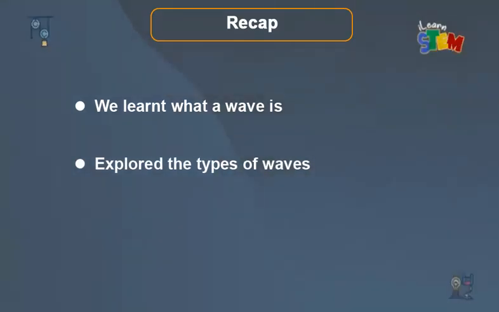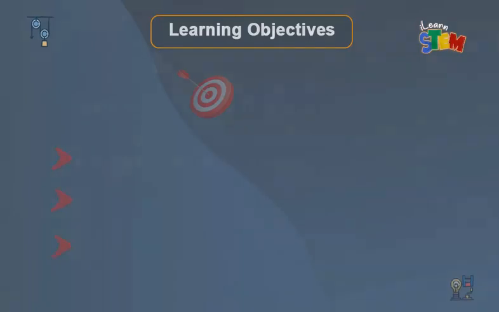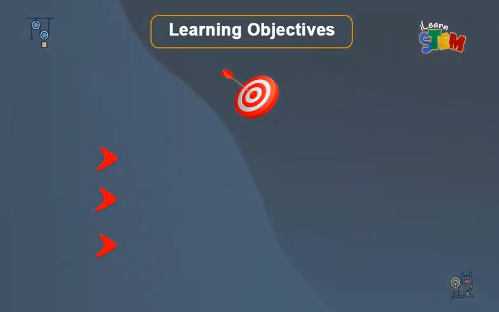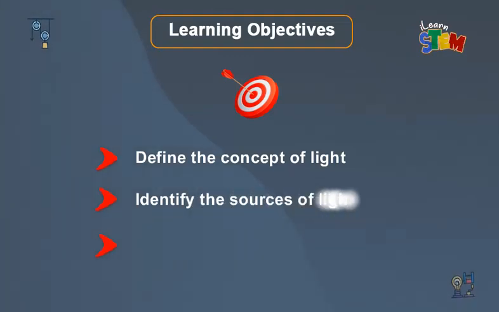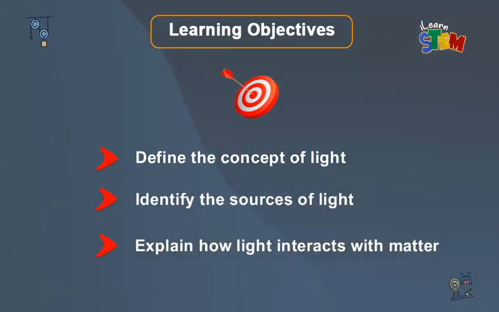Before we begin today's lesson, let's briefly go through our lesson objectives. By the end of today's lesson, you will be able to define the concept of light, identify the sources of light, and also explain how light interacts with matter. Are you ready? Let's get started.